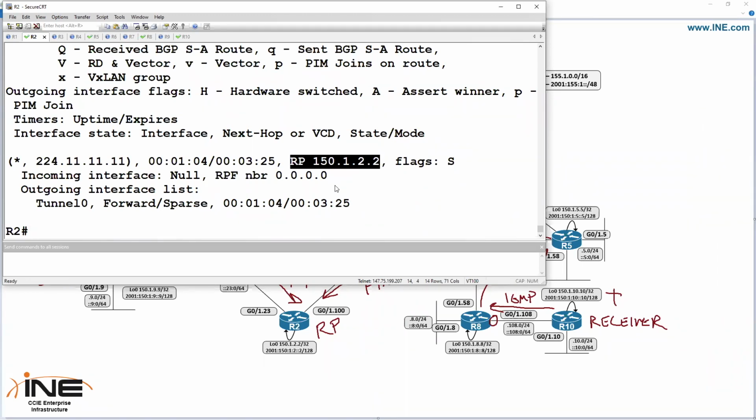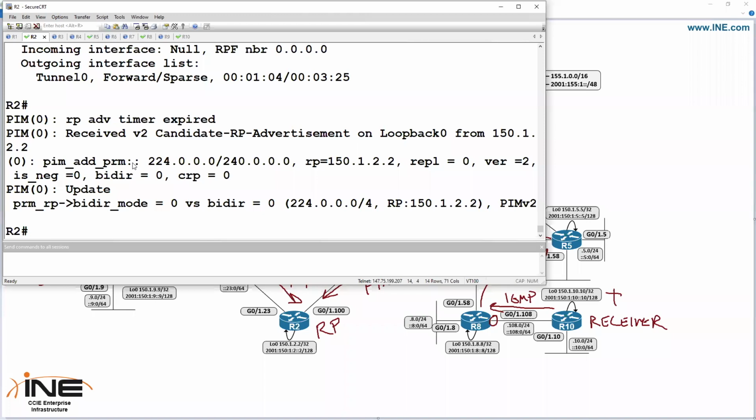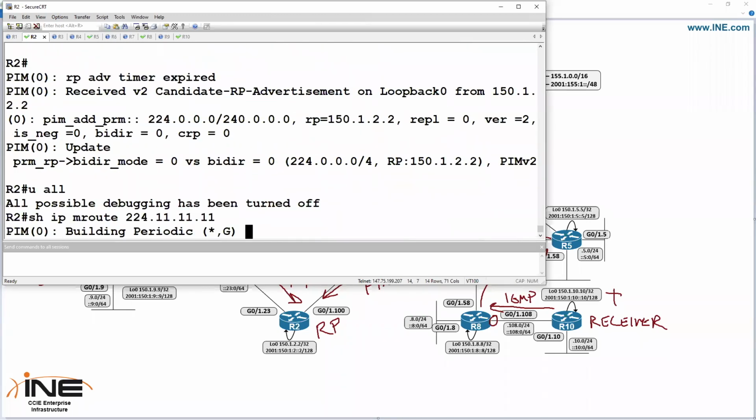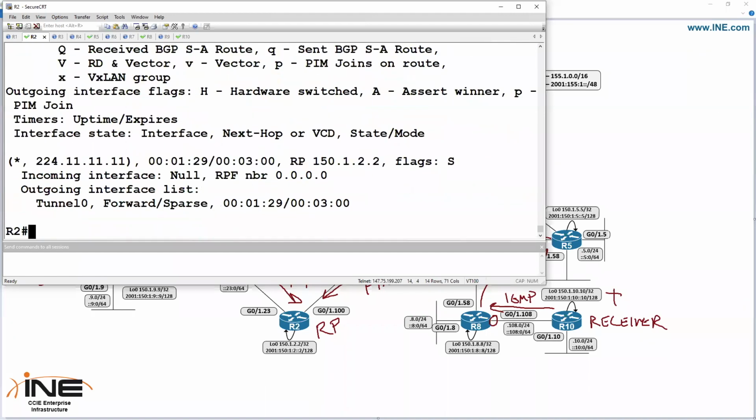Okay, the rendezvous point is the highest reference point in the tree for the *G. The *G is rooted at the rendezvous point. So what this is telling us here is that if we were to receive traffic from a sender that's sending to 224.11.11.11, we would forward their traffic out the tunnel interface. But right now, the incoming interface is null. This is because no one is actually sending to this particular multicast group.